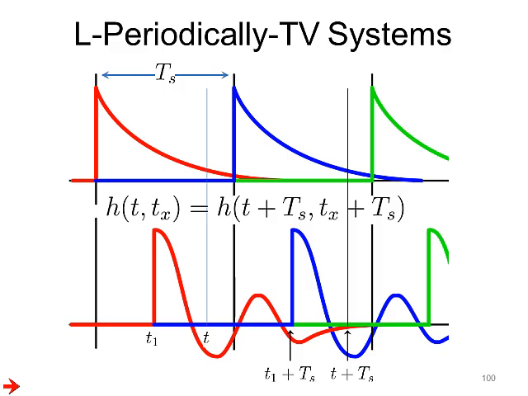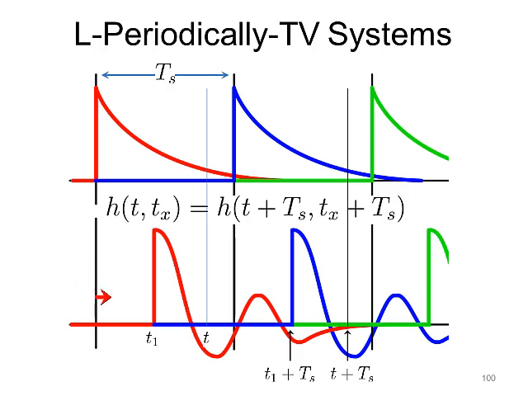Denoting the period of the periodically time-varying system by Ts, what it means is that if I applied an impulse at t equal to 0, the shape of the response is as shown in red. If I delay the input by multiples of Ts, the shape of the response remains the same as shown in the blue and green curves here.